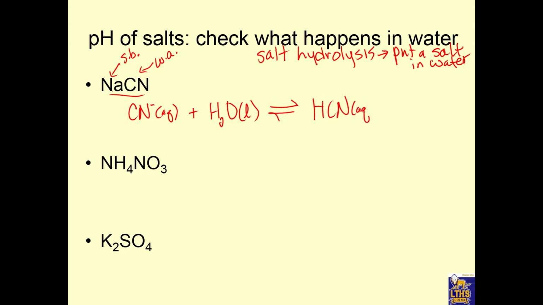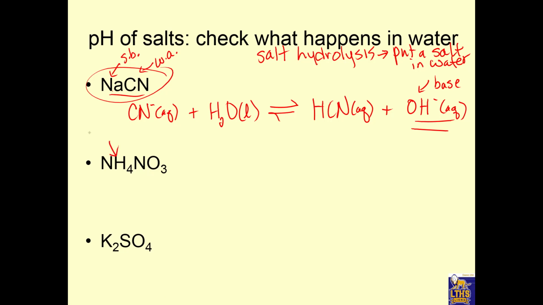Now, how do I know that? It's because HCN is weak, so it'd rather be HCN than CN minus. And then when that happens, it turns into a hydroxide. So when you put this salt into water, you'll get some hydroxide ions, and that's what makes it a base. Okay? So this is a basic salt.